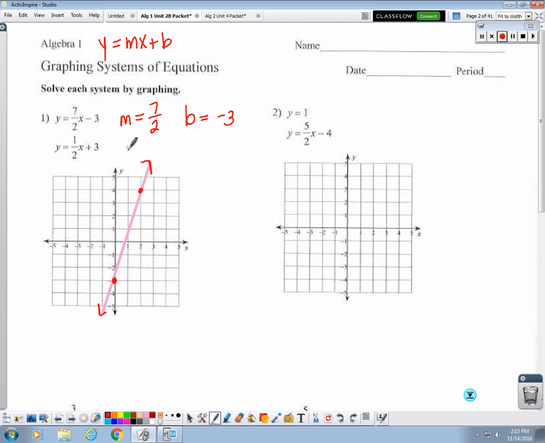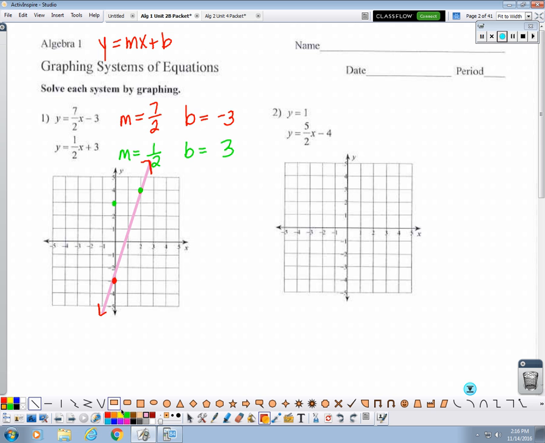So what is the slope of this second line? 1/2. And what is the y-intercept? +3. So to graph this, what do I do first? Right, on the y-axis, and then from there go up 1, right 2. And look what happens when I go over 2. They intersect. So go ahead and take your ruler and connect your 2 points, and then we'll talk about what it means where they intersect.